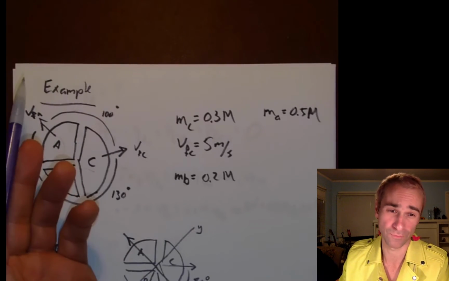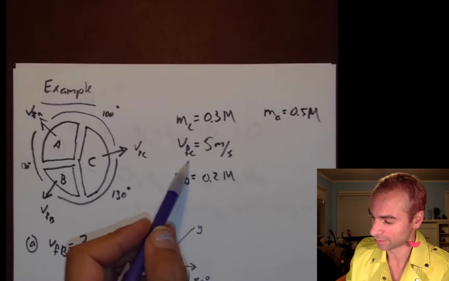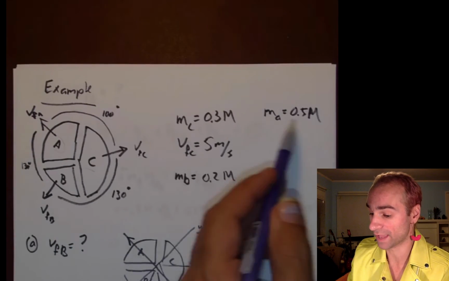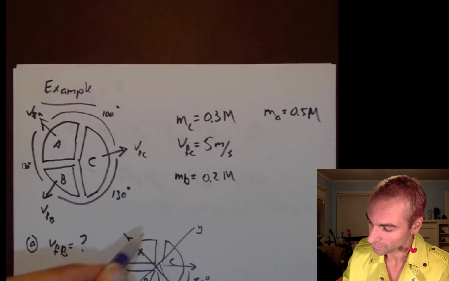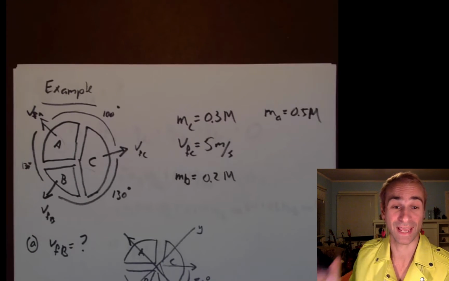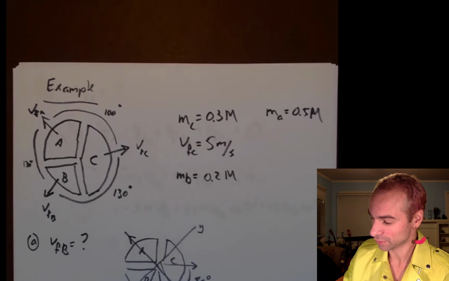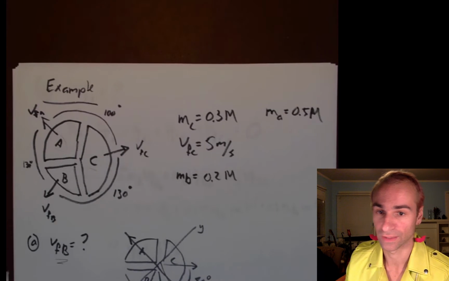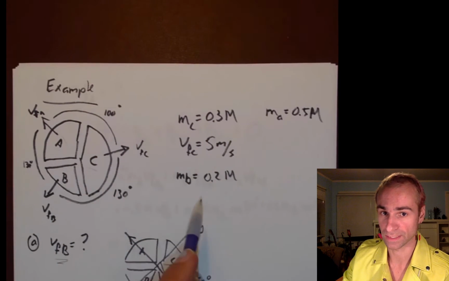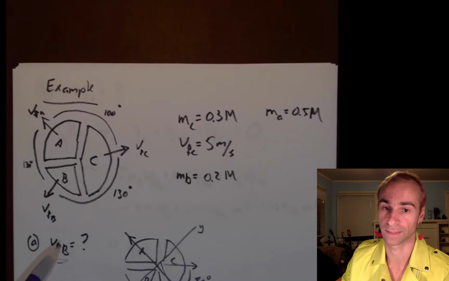Okay, we have some information about that. We know the mass of C, and we have the velocity of C. We have the mass of B, and we also have the mass of A. We don't know the velocities, though, of the other 2 pieces. Can we get them? We can, using momentum. So our first question is, what is the velocity of the B piece? Knowing just the velocity of C and all the masses, can we get the velocity of B? And we can.